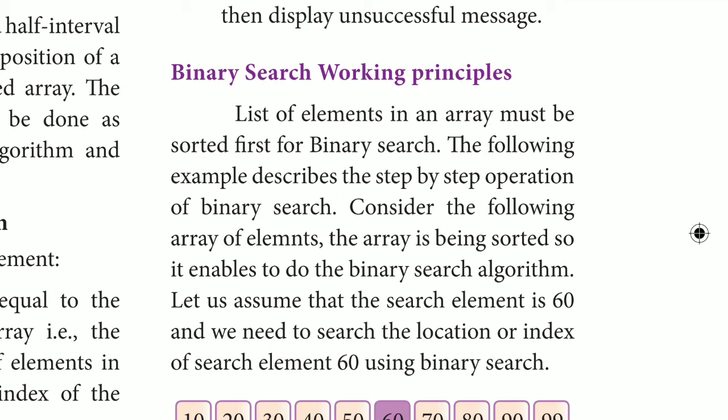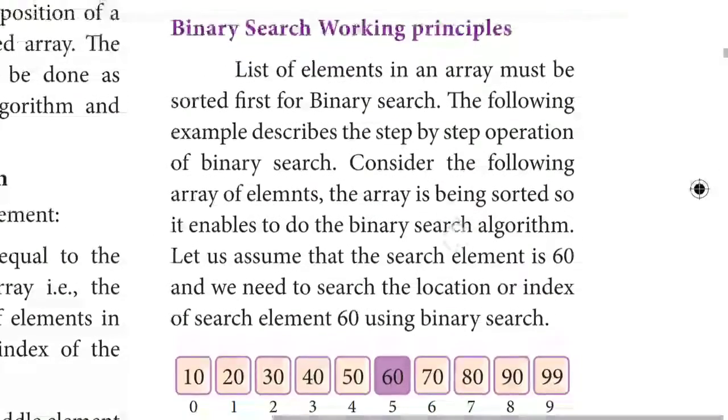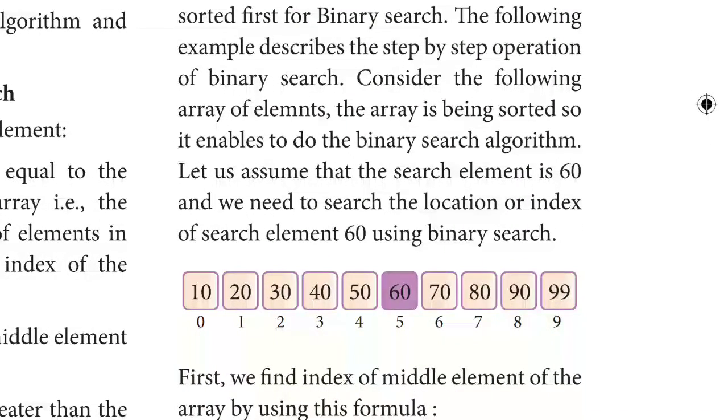The following example describes the step-by-step operation of binary search. Consider the following array of elements. The array is sorted, so it enables us to do the binary search algorithm. Let us assume that the search element is 60, and we need to search the location or index of the search element 60 by using binary search. So the element which you want to search is 60. You have to find the index of the element 60.